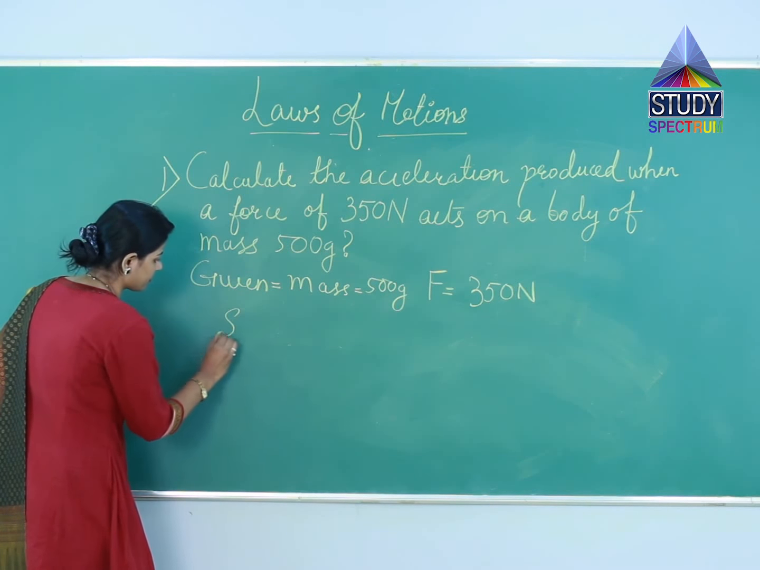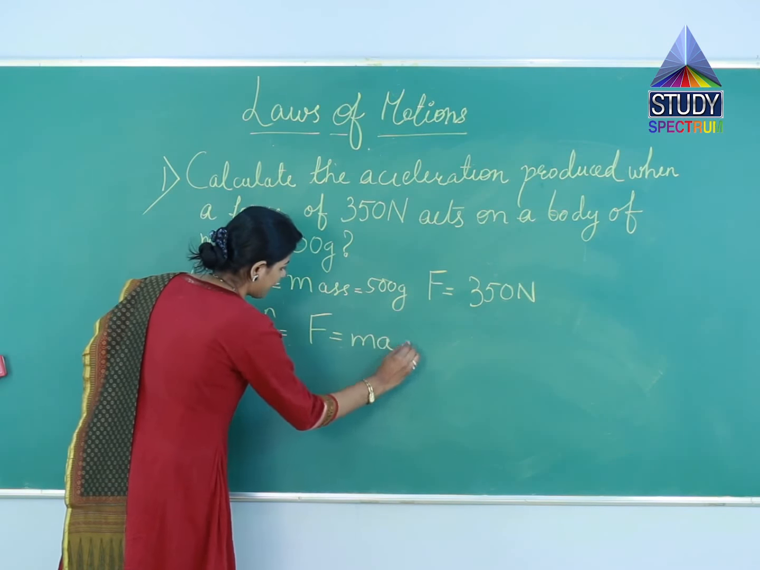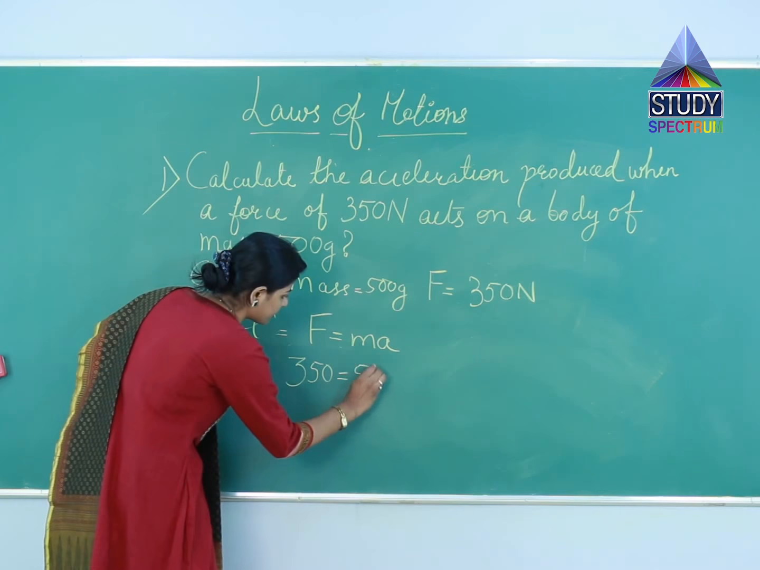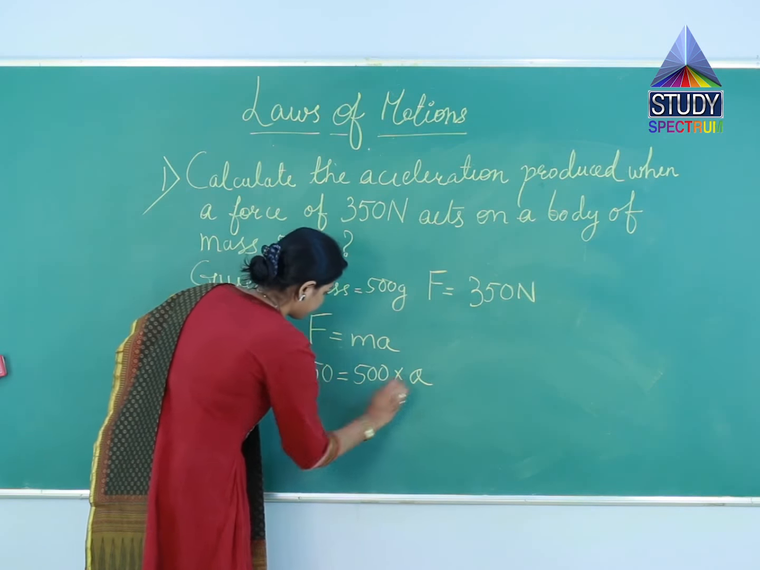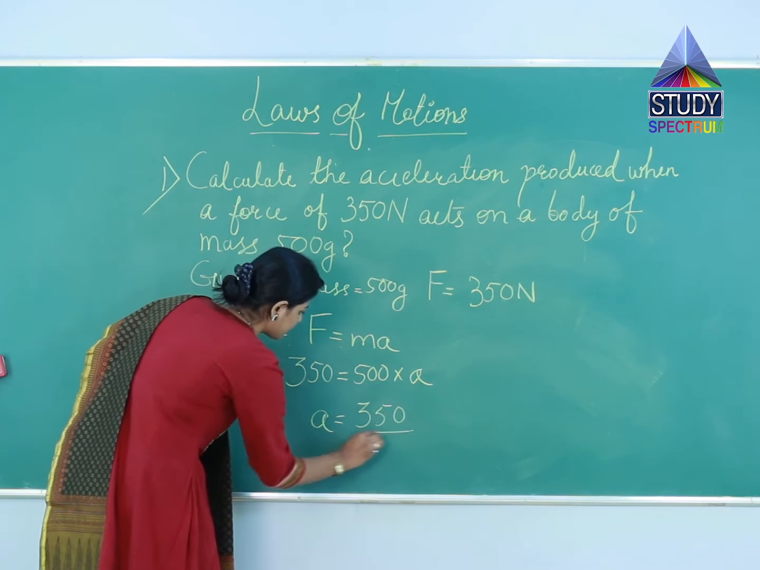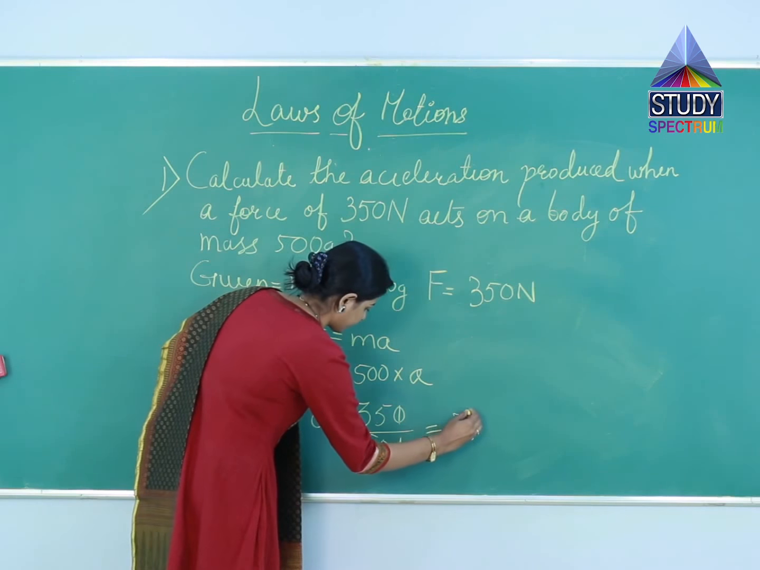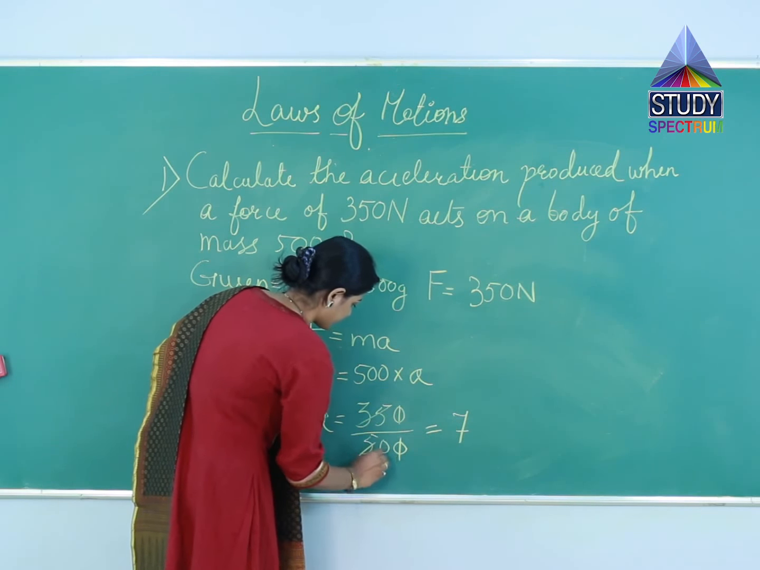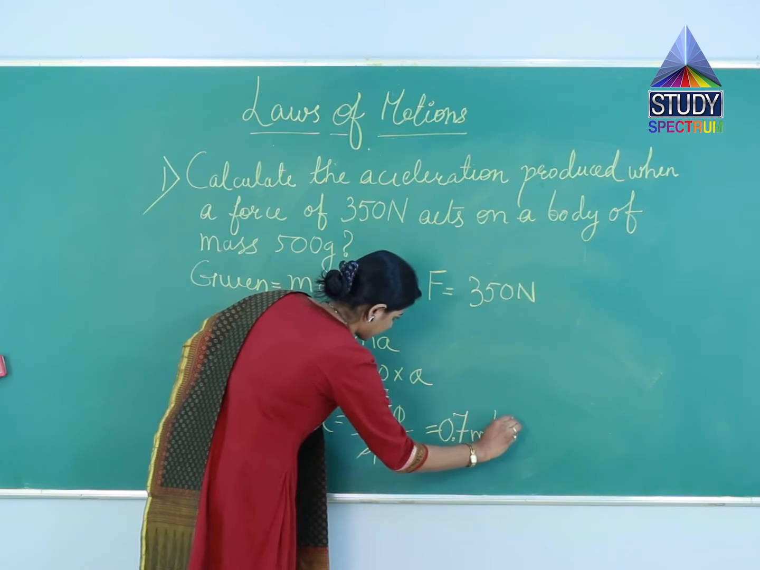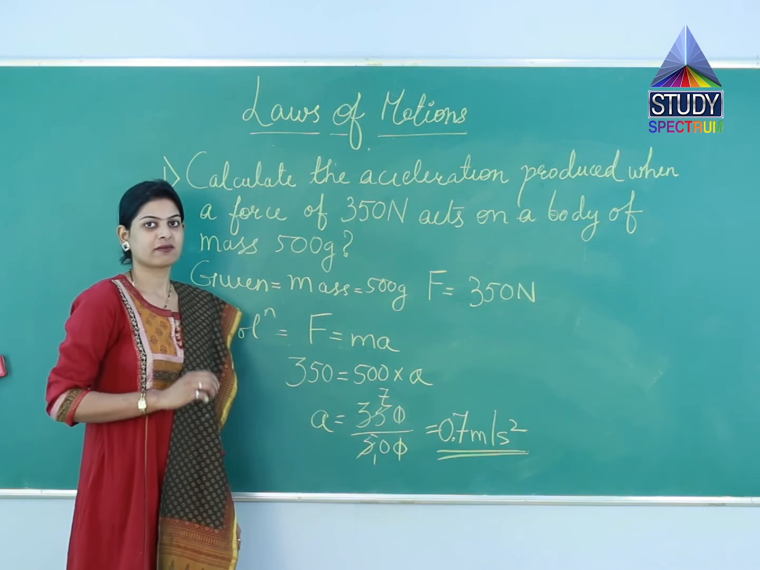So we will use the formula of force, which is equal to mass into acceleration. Substituting the values, 350 is equal to 500 into A. A will be equal to 350 divided by 500. We get the acceleration of 0.7 meter per second.